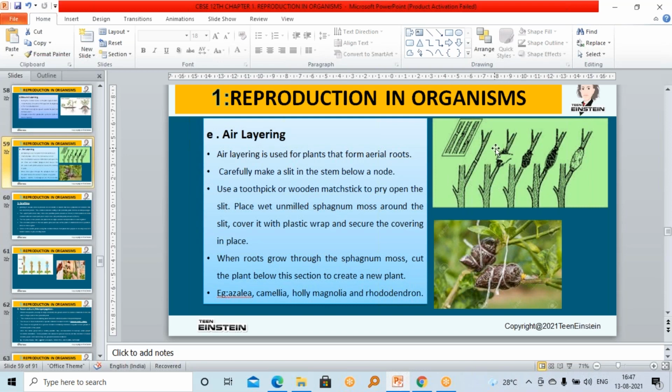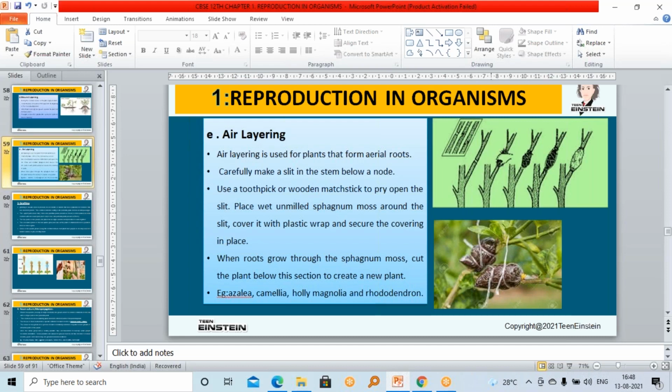So in air layering, what we are doing? With the help of a toothpick, we are opening that slit. Then the next step is placing the wet sphagnum moss around the slit. That will maintain the wet condition. Then covering it with a plastic wrap. We are going to cover it with the plastic wrap. Then this slit here we have covered with sphagnum moss and a plastic sheet is there around that.